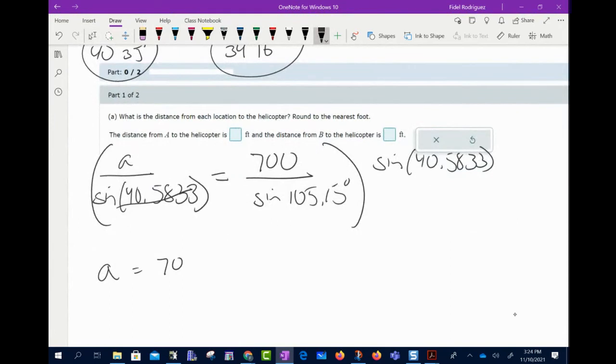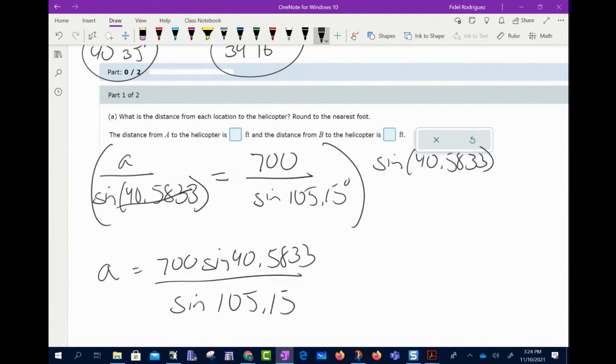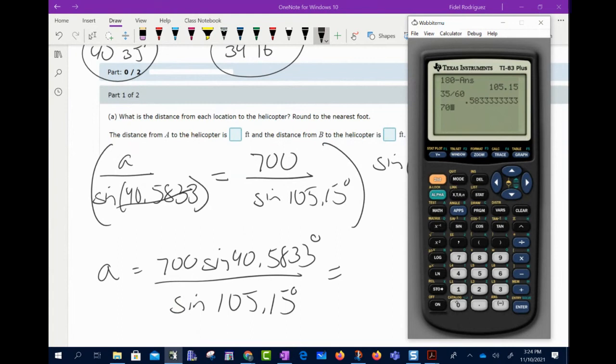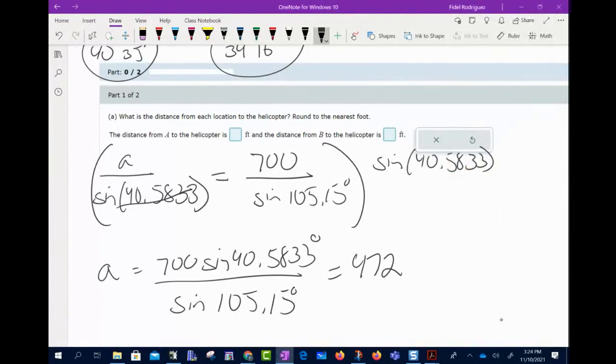And so we'll get little a is 700 sine of 40.5833 all over the sine of 105.15. All right, so let's try this. 700 sine of 40.5833, divided by the sine of 105.15. Close that off. So my little a, and it's asking me to round to the nearest foot, so I would say 472. Okay, that's 472.